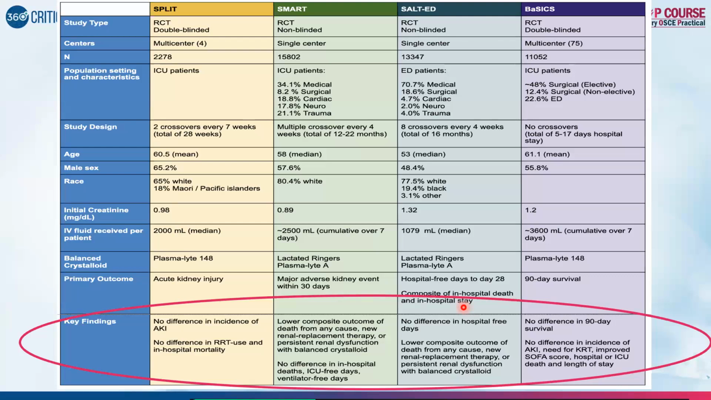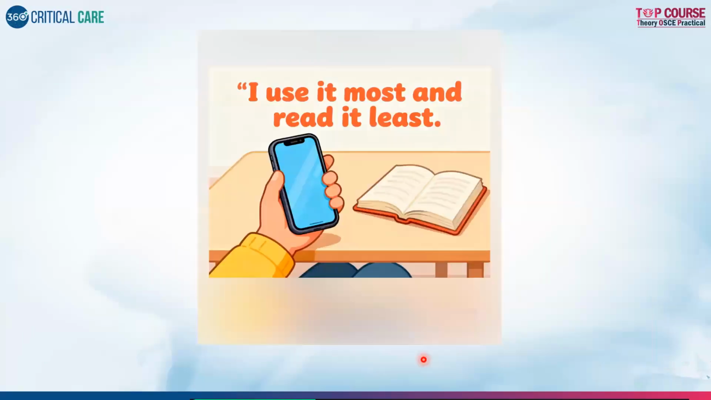The most common evidence now is with balanced crystalloid, which is the Plasma-Lyte, and most of the studies did not find any difference in decrease in the hospital mortality, decrease in the RRT use, or difference with the incidence of AKI. However, when we take a composite outcome, then SMART study and SALT-ED study did find some difference with results favoring the balanced crystalloid compared to that of normal saline. So this is what one needs to remember when it comes to fluids.